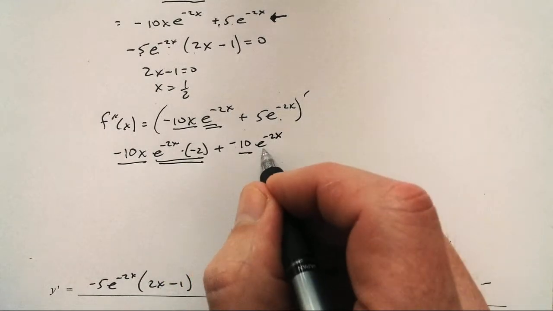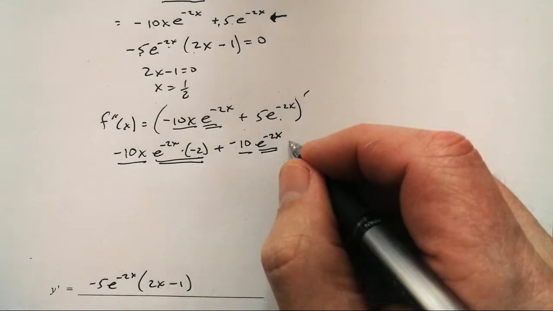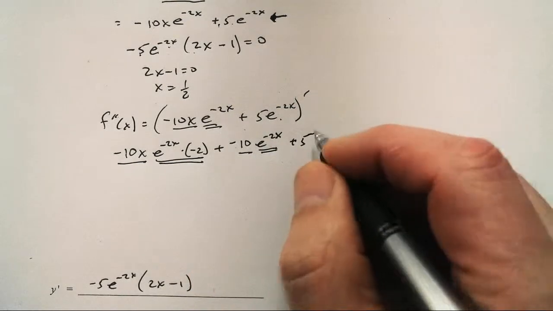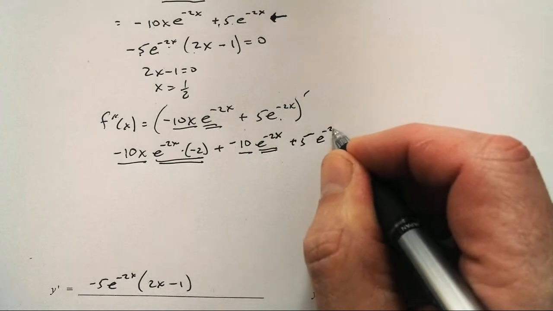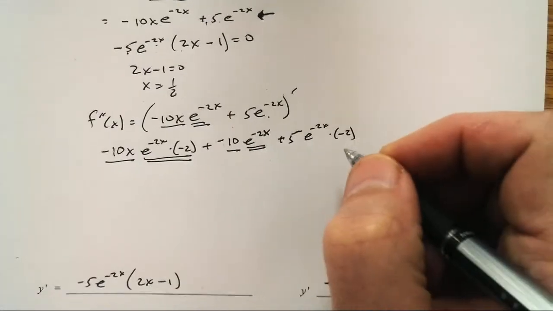So that takes care of this one. And now the derivative of 5e to the negative 2x is just plus 5, the derivative of e to the negative 2x, which is e to the negative 2x, treat the baby, times negative 2.